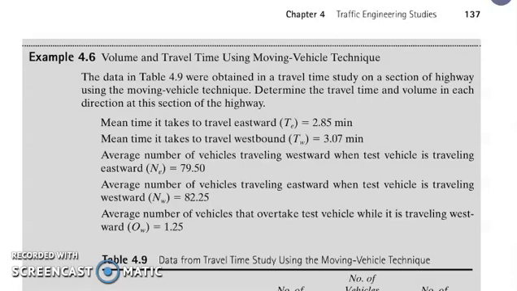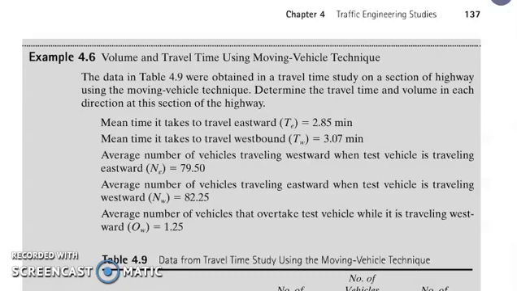So which means that we have here the mean time it takes to travel eastward, that is T sub E, is 2.85 minutes. The mean time it takes to travel westbound, T sub W, is equal to 3.0 minutes. Average number of vehicles traveling westward when test vehicle is traveling eastward, N sub E is equal to 79.50. Average number of vehicles traveling eastward when test vehicle is traveling westward, N sub W is 82.25. And the average number of vehicles that overtake test vehicle while it is traveling westward, O sub W is 1.25.